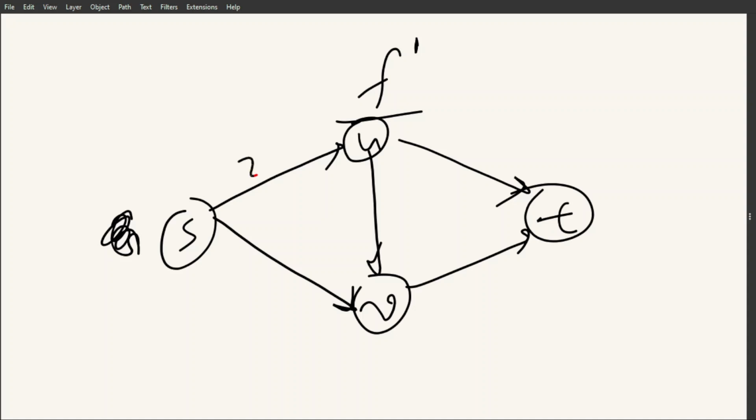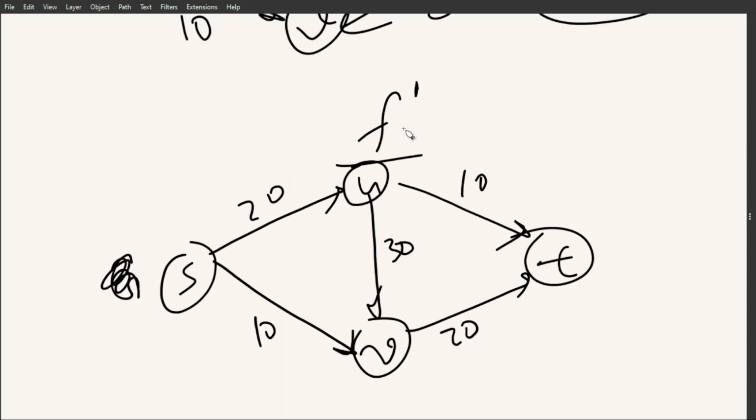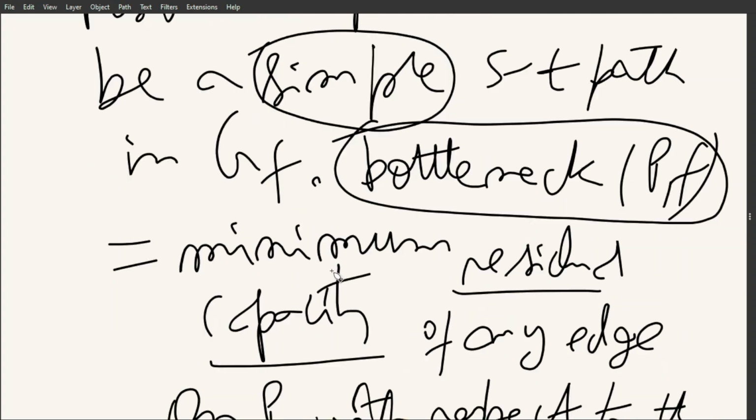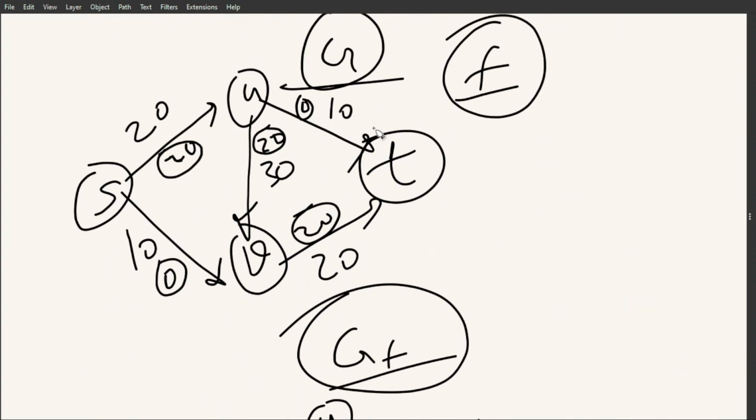And capacities are 20, 10, 30, 20 and 10. So for F prime, just notice that once again we have to see the previous flow. The flow along all other edges other than the path P will be the same. The only change will be along the path. Along the path means like this. So the remaining will be identical.